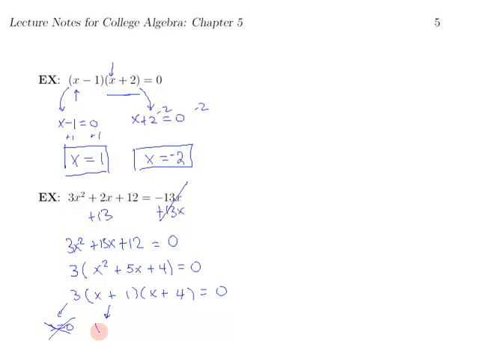What about this one? x plus 1 equals 0. Yeah, subtract 1 from both sides. x is equal to negative 1. And this one, x plus 4 equals 0. Yeah, I can subtract 4 from both sides. x is equal to negative 4. Those are my two solutions.